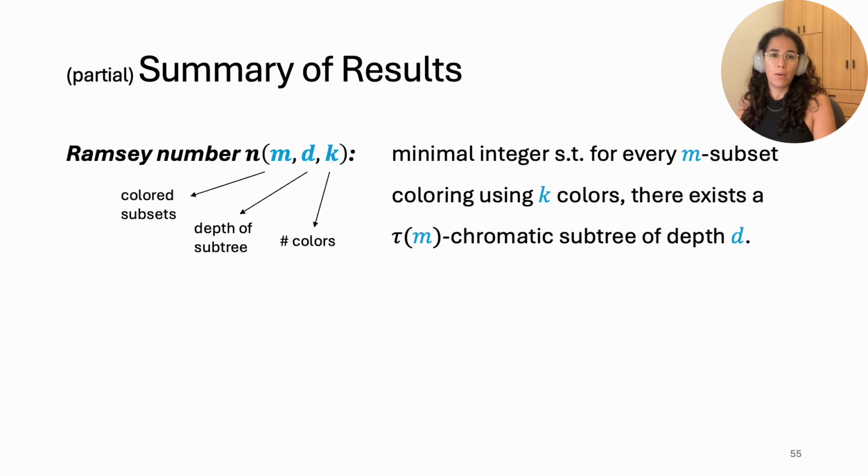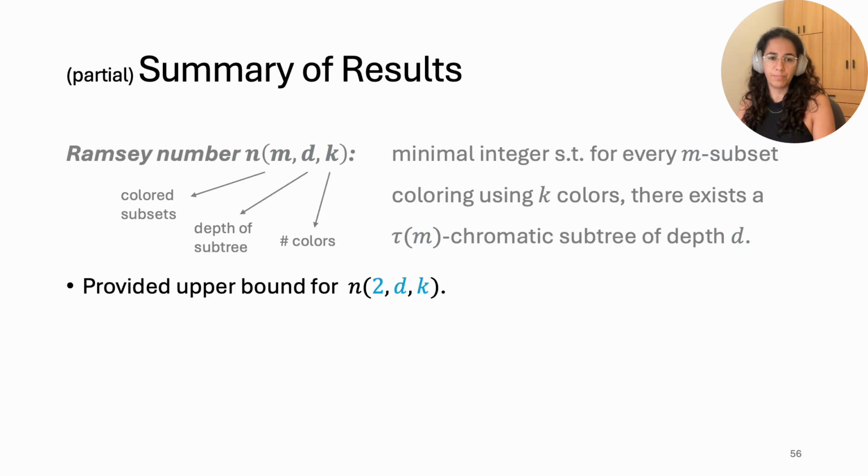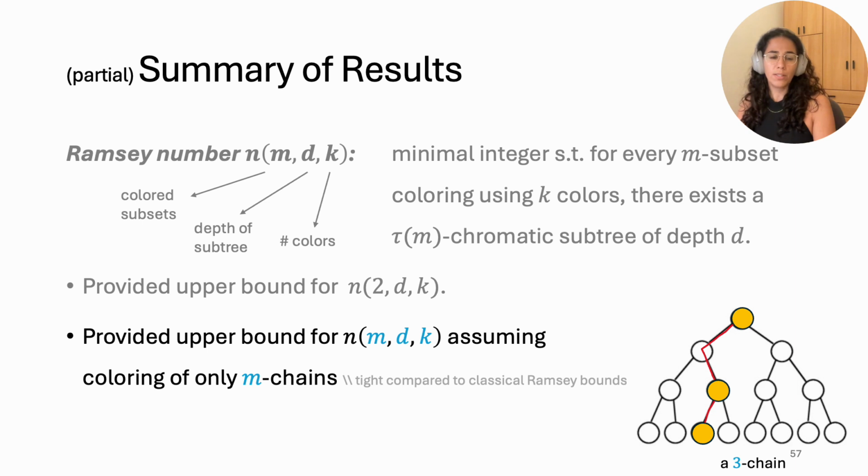We also proved some upper bounds on the corresponding Ramsey number. The Ramsey number of m, d, and k is the minimal integer such that for every m-subset coloring using k colors, there exists a tau_m-chromatic subtree of depth d. We provided an upper bound for the Ramsey number for pairs, meaning m equals 2. And we also proved an upper bound for the Ramsey number assuming that we color only m-chains, where an m-chain is basically a chain of m vertices with respect to the partial order induced by the tree.